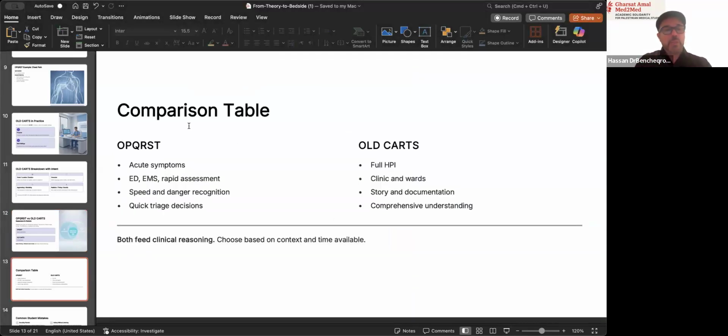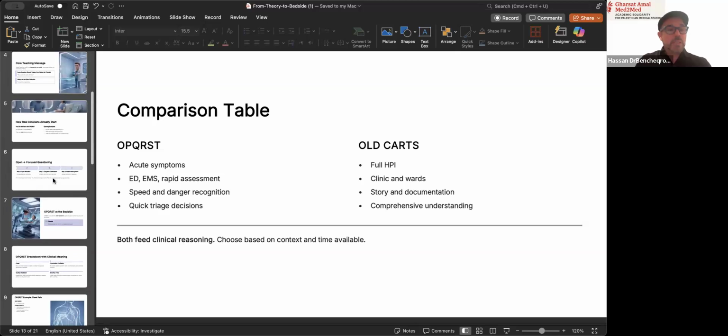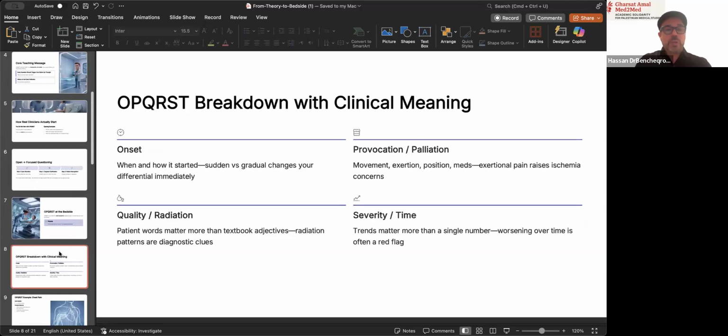Here we compare them. OPQRST, if it's in the emergency room, it's acute, it's rapid, speed and danger recognition, quick triage decisions. Old cards, if you have a full history and physical, if you are in the clinic or on the wards, you need a full story. You're trying to see if this has been going on forever. So let me go back and remind you what each one is.